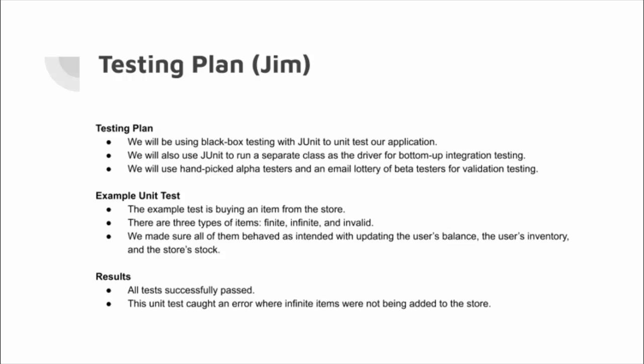For our example unit test, we chose buying an item from the store. There are three types of items to consider: finite items, which have a certain quantity that you can buy; infinite items, which you can buy as many as you want of; and invalid items, which shouldn't even appear in the store. We made sure all of them behaved as intended, updating the user's balance, the user's inventory, and the store's stock, or not updating the store stock in the infinite item case. We also made sure that the invalid items were not added to the store at all.